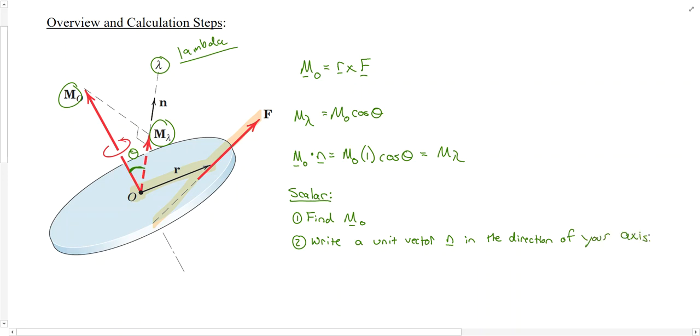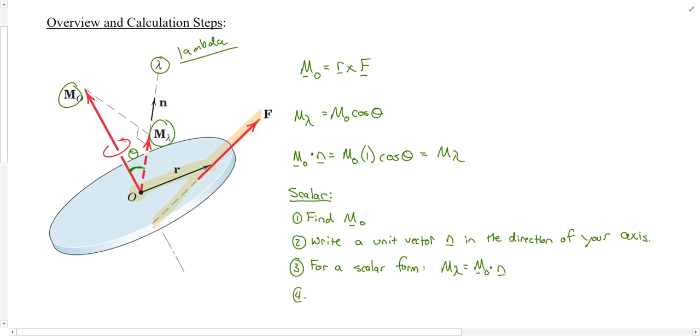That could be an x-axis, in which case you would use i for the unit vector. It could be a y-axis, in which case you'd use a j for the unit vector, or a z-axis, in which case you use a k. It could be some axis in the plane, like the xy plane. Either way, you just need to write a unit vector, and we've done that before. And then third, for a scalar form, just take a dot product. M lambda is MO dotted with the unit vector.